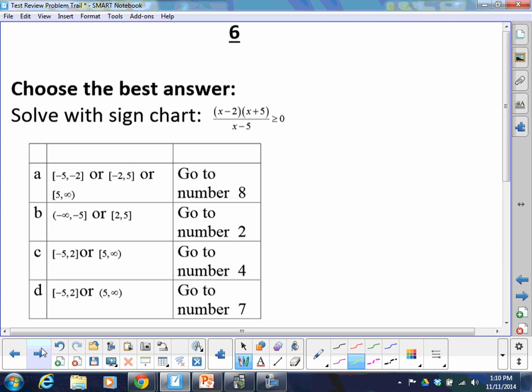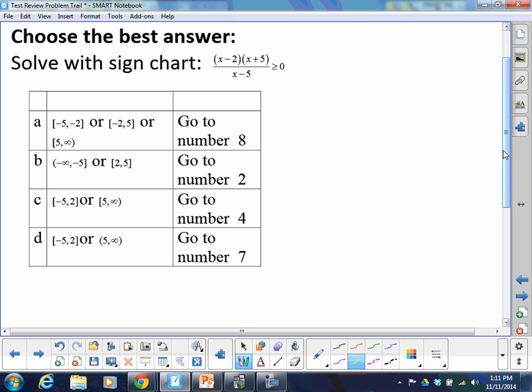Okay, number 6, solve with a sign chart. Okay, so we need to get ourselves the number line. We need to solve this, plot them, do a little interval test. Okay, so what we need, first off, for our critical values, we need anything that's a solution to the equation. Okay, because that would be like a borderline.